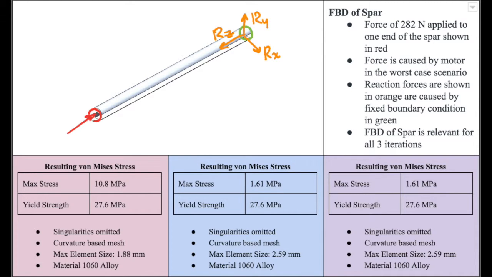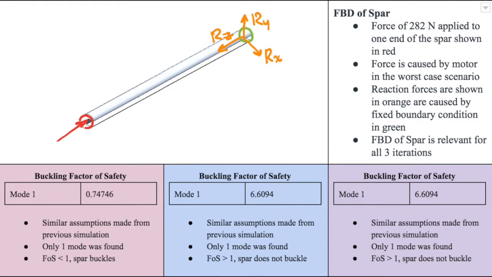A compression force of 282 newtons was applied perpendicular to one end of the spar while the other end was fixed. All 3 iterations experienced stresses below their respective yield strengths. In regards to the buckling factor of safety, only one mode was found for each iteration. Of the 3 iterations, only the Falcon V4 experienced a factor of safety below 1 and thus would fail because of buckling.